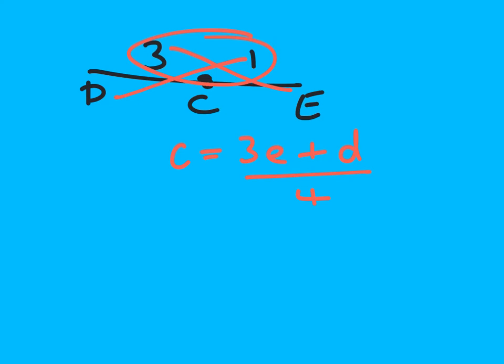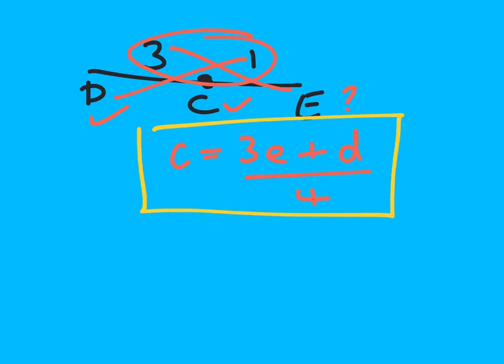The problem this time is, I know what D is, the question tells me that. I know what C is, I've just worked that out, but I don't know what E is. So the first stage you're going to have to do, looking at this formula, is change the subject to what E equals.